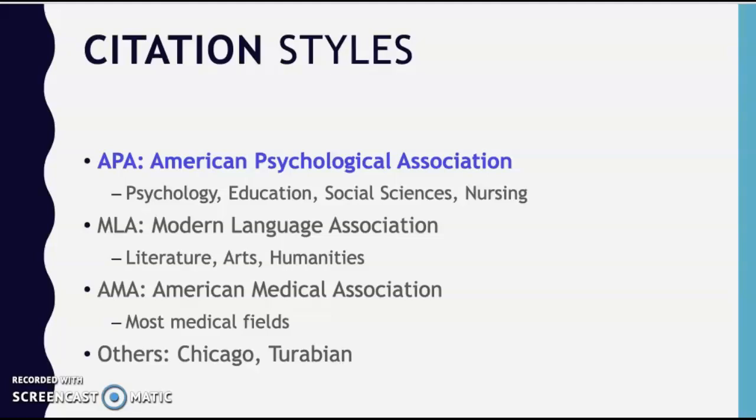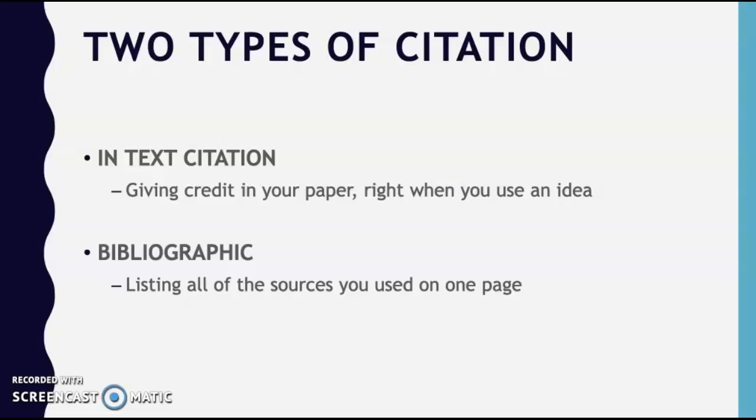There are many different citation styles. If you've taken an English course, you've probably used MLA. Nursing, occupational therapy, and the social sciences use APA. Others include AMA, Chicago, and Turabian. Within APA citation, there are two different types of citation. In-text citation is when you give credit in your paper right when you use an idea. Bibliographic, or references, is when you list all of the sources you've used in your paper on the last page.